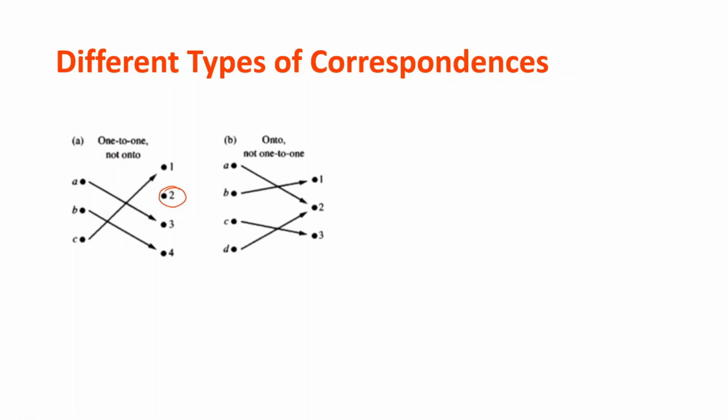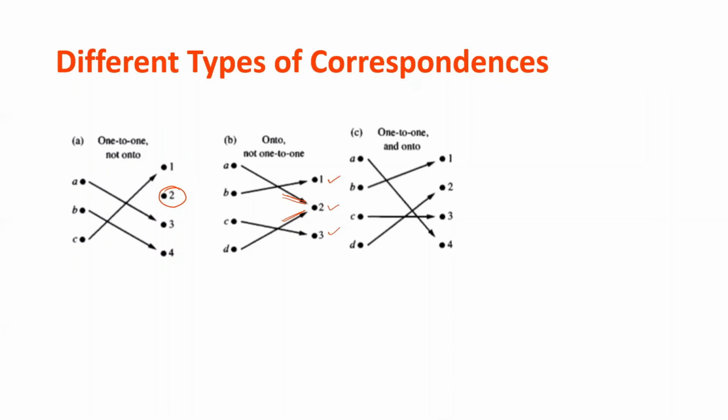Next, onto but not one-to-one. Okay, so as we can see, 1 is mapped, 2 is mapped, 3 is mapped, all 3 are mapped, so this is onto. But here A is mapped with 2, B is mapped with 1, D is mapped with 2. So here A and D are mapped with 2, so this is not one-to-one. Two elements of the domain are mapped with the same element in set B or codomain, so it is not one-to-one.